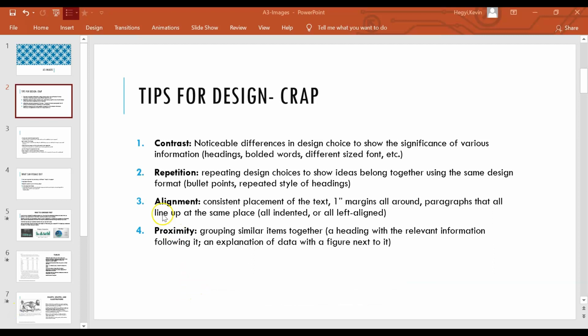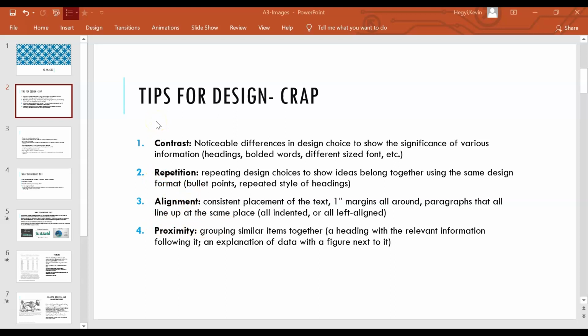So in thinking about design in general for our proposals, this is a kind of funny acronym called CRAP, but it really helps us think about four things in terms of structuring our proposals. And if you want to compare this to the student examples or the skate park example, you can think about how they're designing it and how well they align to these four different general ideas. So we've got contrast, repetition, alignment, and proximity.